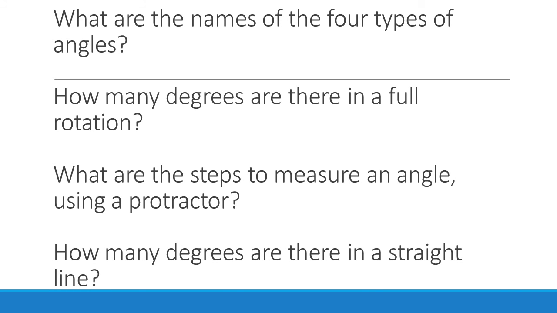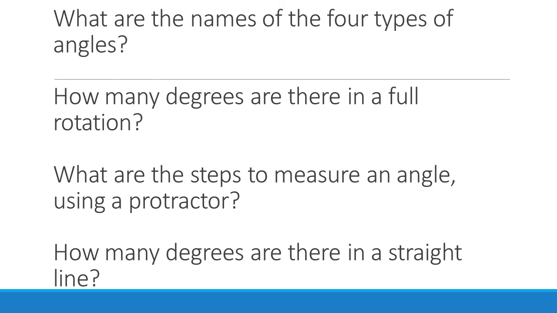To help you think about your learning today, would you know the answers to these questions? Do you know the names of the 4 types of angles? Have a think. There's acute, right angle, obtuse and reflex. Do you know how many degrees are there in a full rotation? 360 degrees.